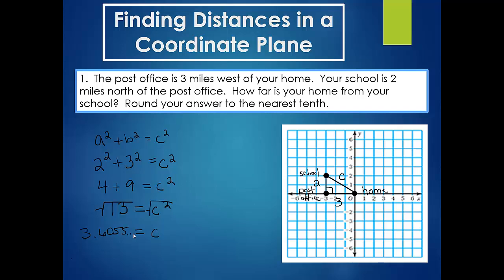3.605, and then it keeps going. It says to round the answer to the nearest tenth. So to the nearest tenth, we would have that c equals 3.6, and that would be miles.